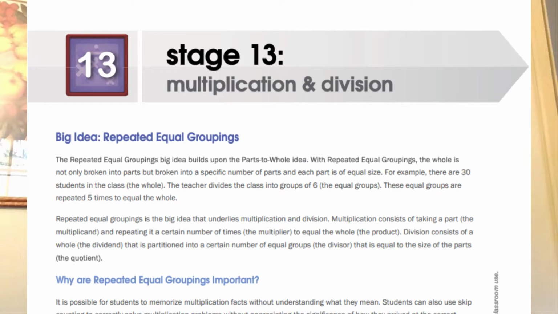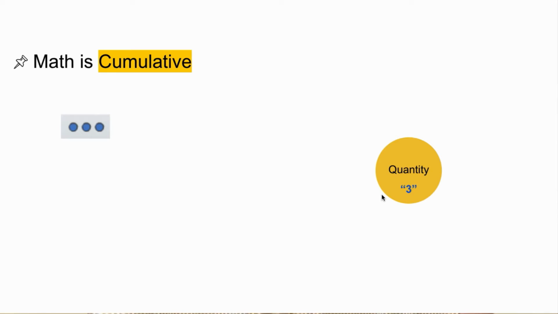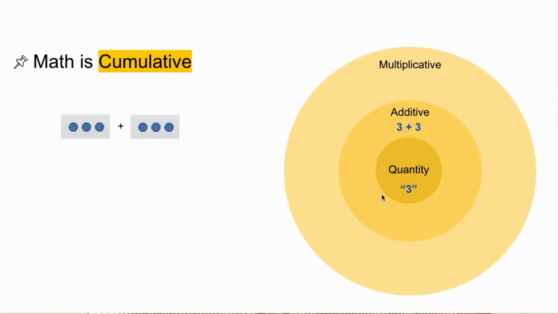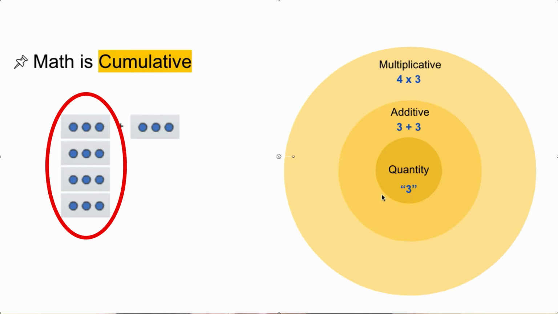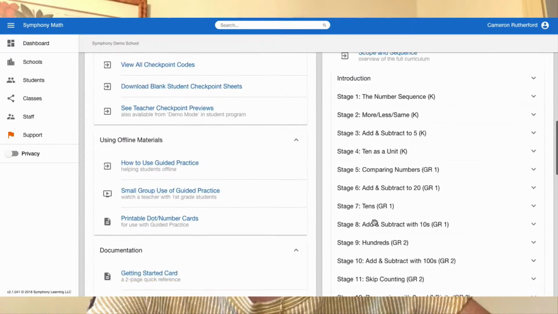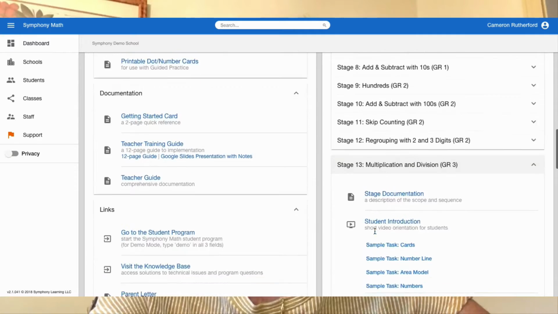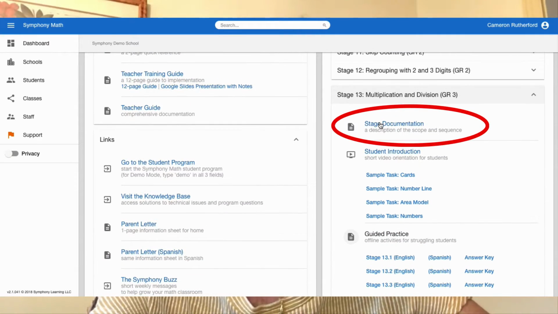Now, up to now, students have been skip counting, and they've been adding the same number to itself, and this is one of the first times they see multiplication with all the times and the equal signs in there. And this is their introduction to the multiplicative relationship. This is a critical relationship, and it forms the basis of our place value system for whole numbers and decimal numbers. The big idea here is repeated equal groupings, and you can learn more about that in the stage overview in the Symphony Math support page, stage 13.